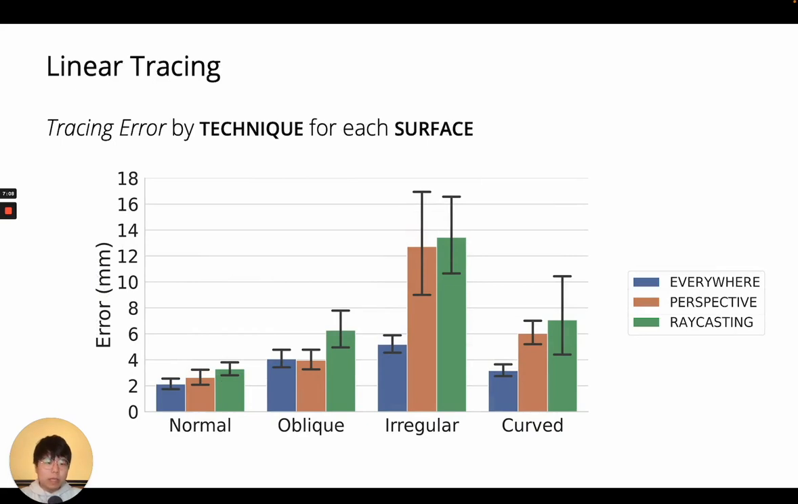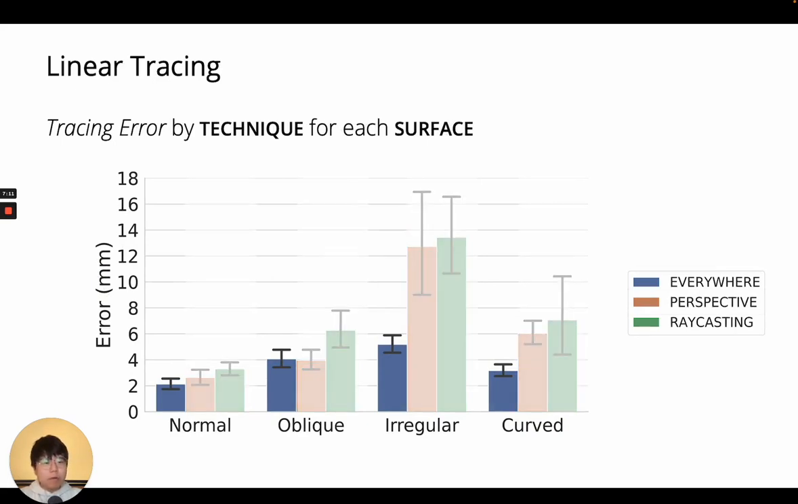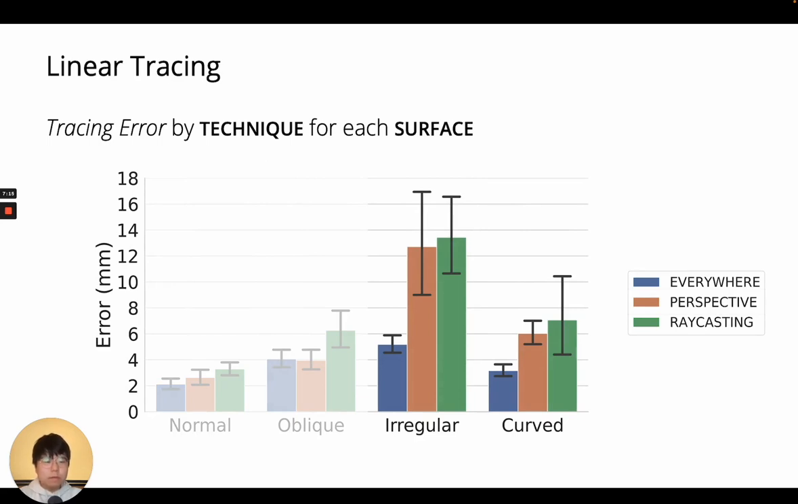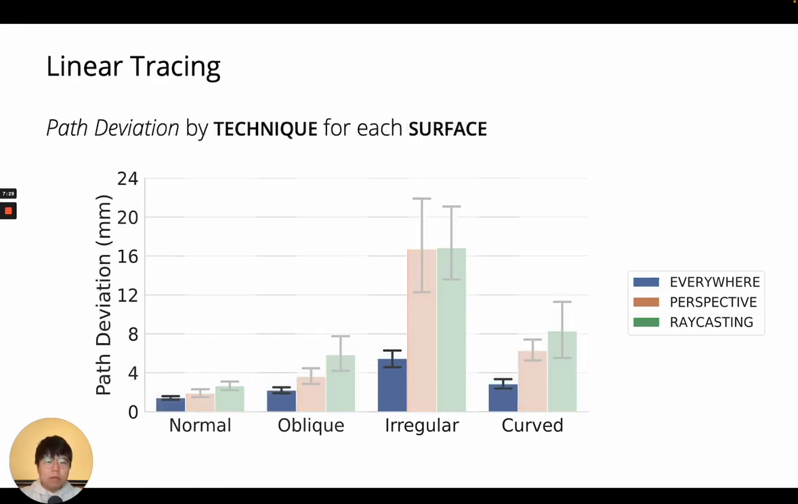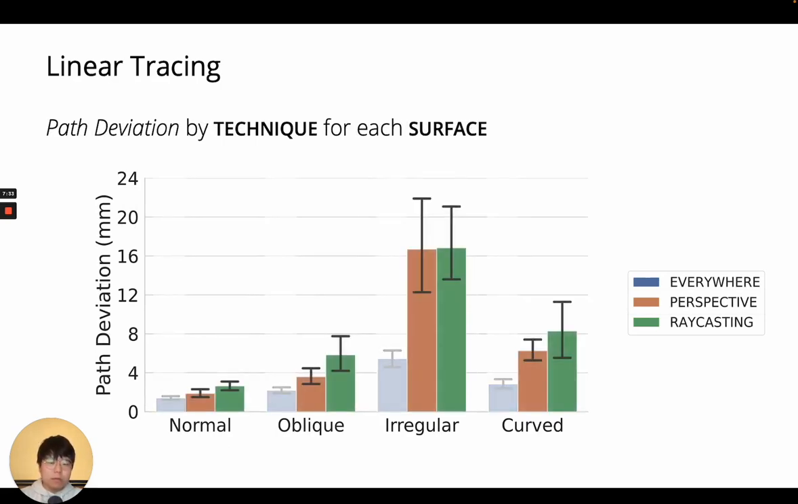Now, for tracing error, everywhere cursor was much more accurate than the other two, especially on surfaces with detailed geometry like irregular or curved. It had half to almost a third of the error compared to the other techniques. The trend for path deviation was similar to tracing error, with everywhere cursor being more precise than the other two.